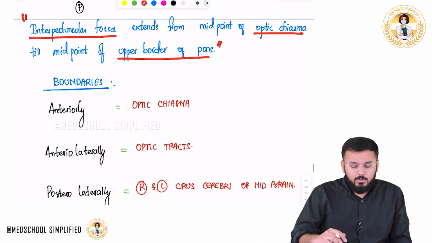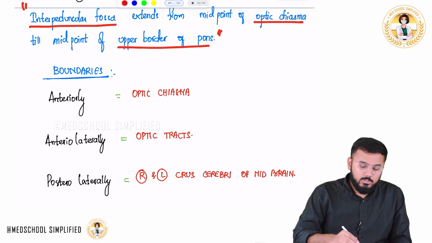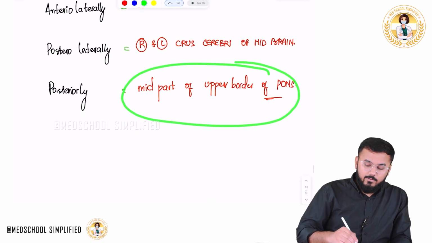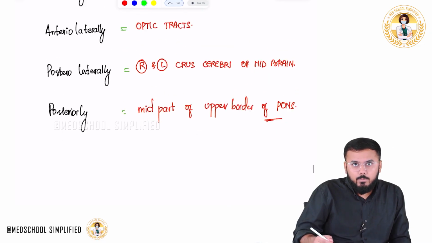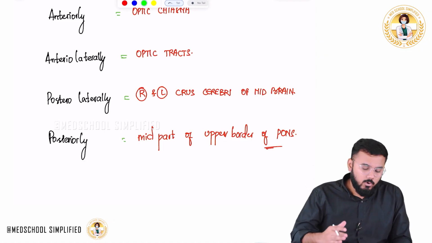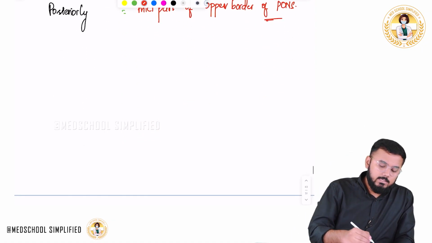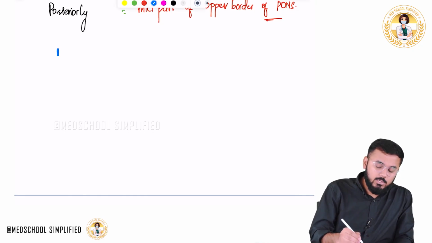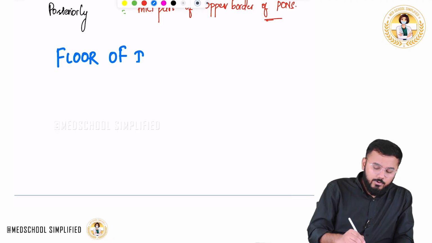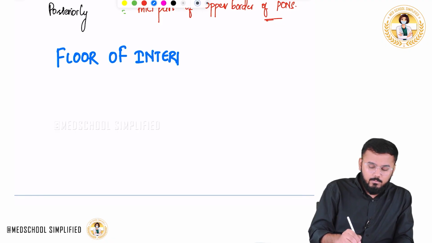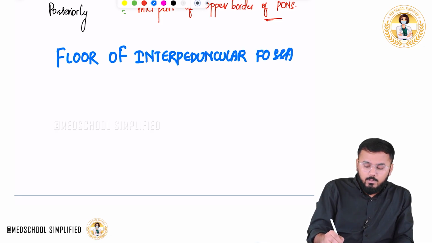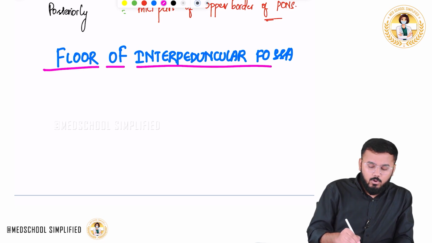So these are the boundaries of interpeduncular fossa. So first important thing you need to know, from where does interpeduncular fossa start and where does it end? It starts from the optic chiasm and down all the way it ends at the mid part of the upper border of the pons. So what is the anterior part, what is the posterior part, anterolaterally and posterolaterally, what are the borders you have to know. Now what we shall discuss is what are the structures that are forming the floor of interpeduncular fossa.